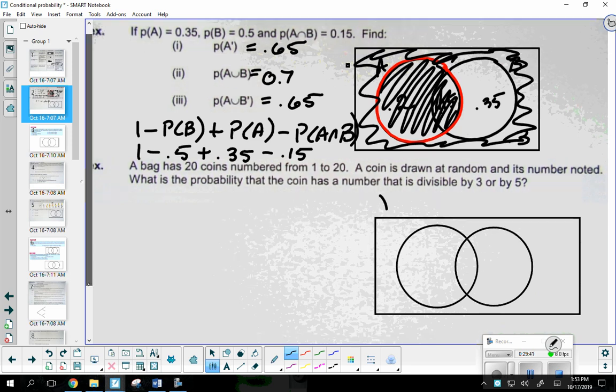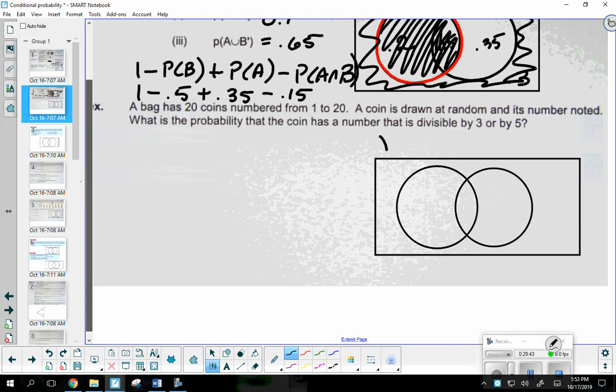All right. Let's try this one. A bag has 20 coins numbered from 1 to 20. A coin is drawn at random, and its number noted. What's the probability that the coin has a number that is divisible by 3 or by 5? So notice I've already got this set up, and we know immediately this is not mutually exclusive, because is there a number that is both divisible by 3 and 5? Which one? Okay, 15. So I'm going to put him right here in the middle.